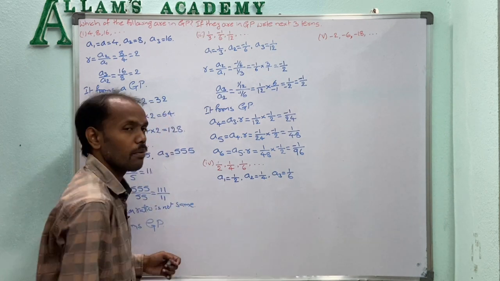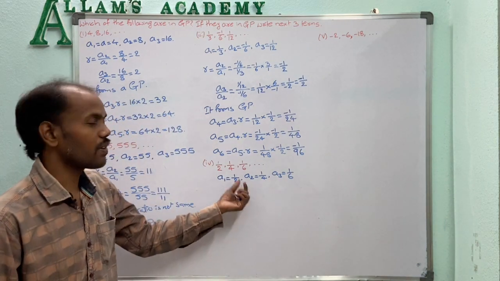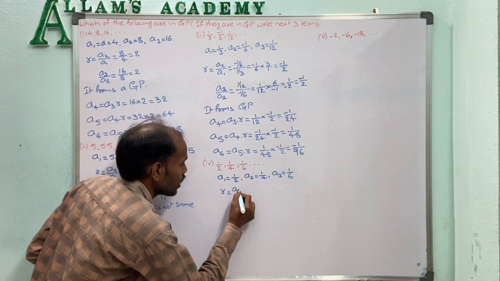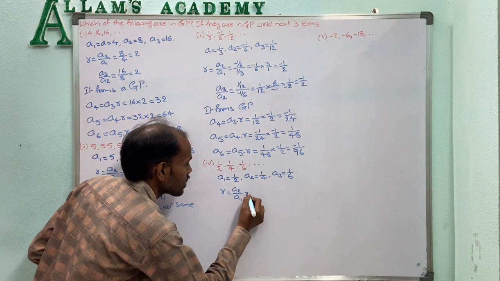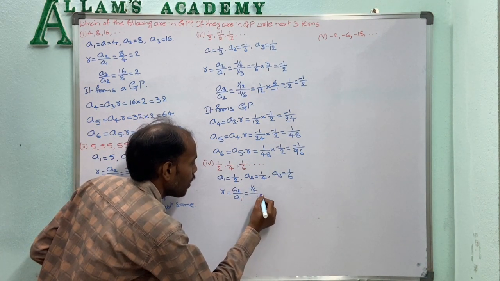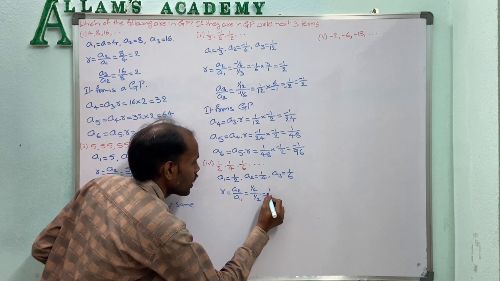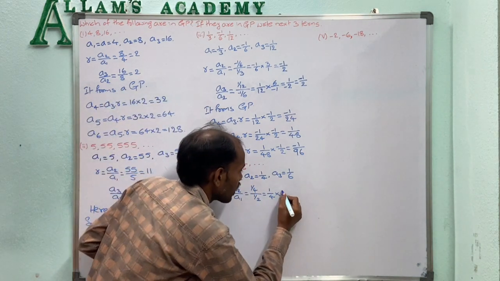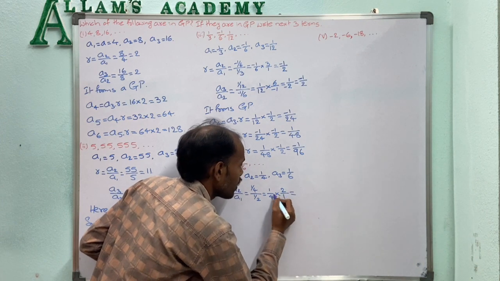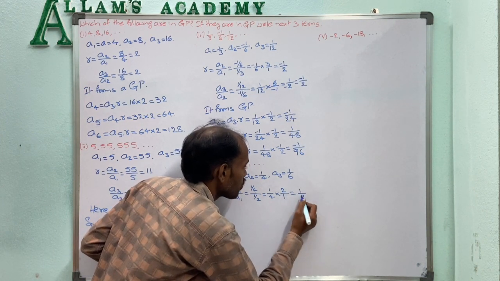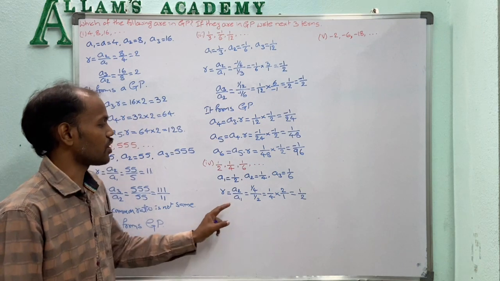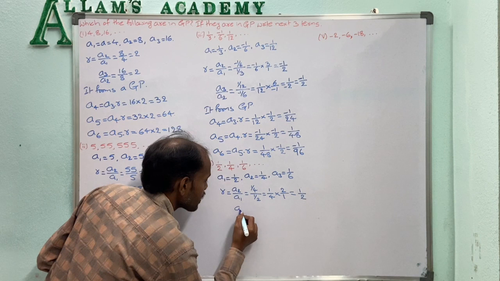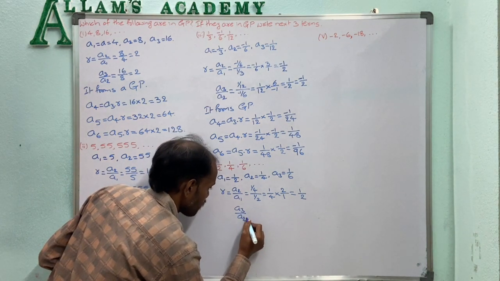Now, does it form a geometric progression or not? For that purpose we find the common ratio. R is equal to A2 by A1, that is 1 by 4 divided by 1 by 2. So here we have to multiply with the reciprocal of the denominator, that is 2 by 1. So 1 by 4 into 2 by 1, 2 ones are 2, 2 twos are 4, that means the common ratio is 1 by 2.